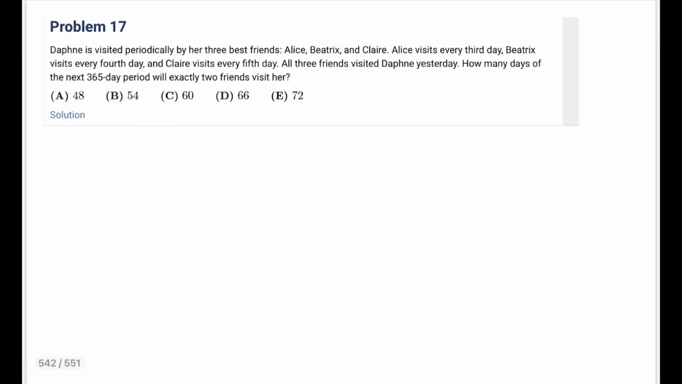Number 17, Daphne is visited periodically by her 3 best friends, Alice, Beatrix, and Claire. Alice visits every 3rd day, Beatrix visits every 4th day, and Claire visits every 5th day. All 3 friends visited Daphne yesterday. How many days of the next 365-day period will exactly 2 friends visit her?